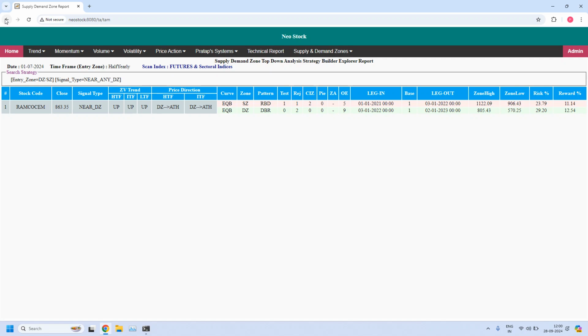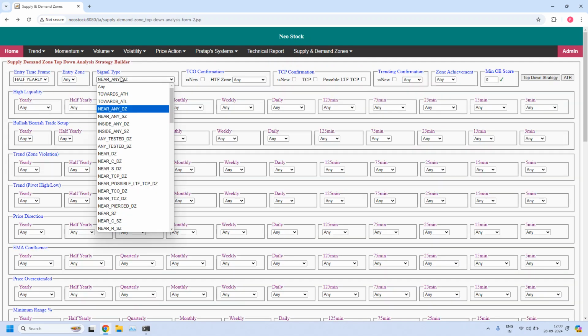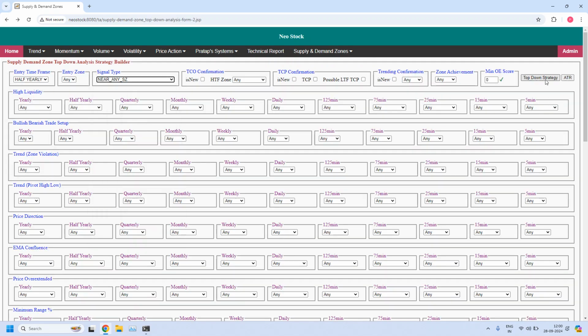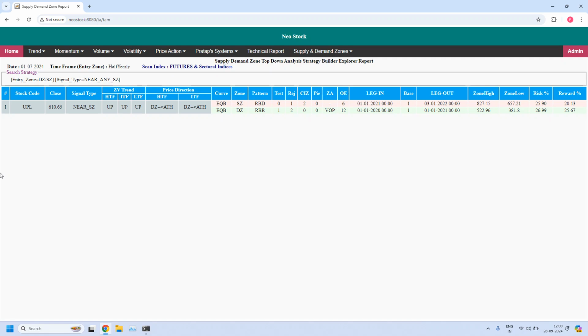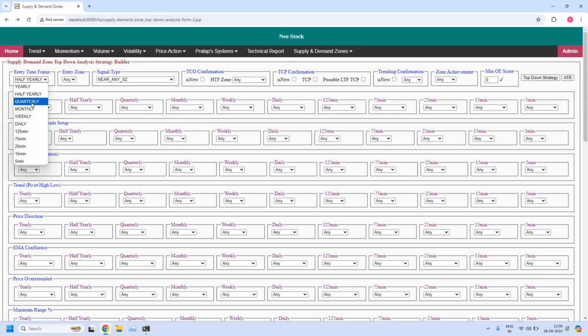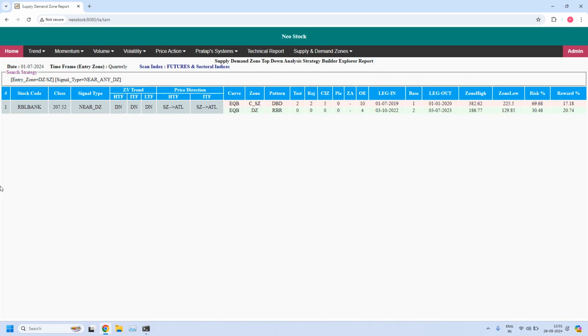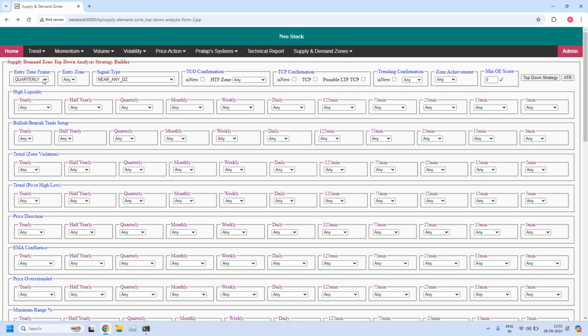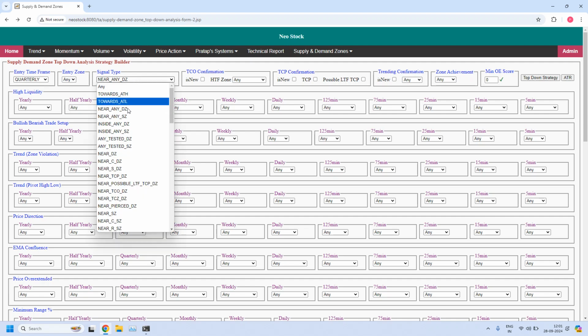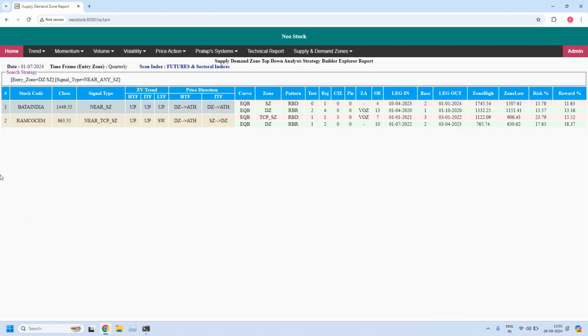Okay, in the next report for half yearly time frame, let us find the stocks near half yearly supply zone. One stock is filtered. Next time frame is quarterly. Let us find the stocks near quarterly demand zone. One stock is filtered near to the quarterly demand zone. Next, for quarterly time frame, let us find the stocks near quarterly supply zone. Two stocks are filtered.